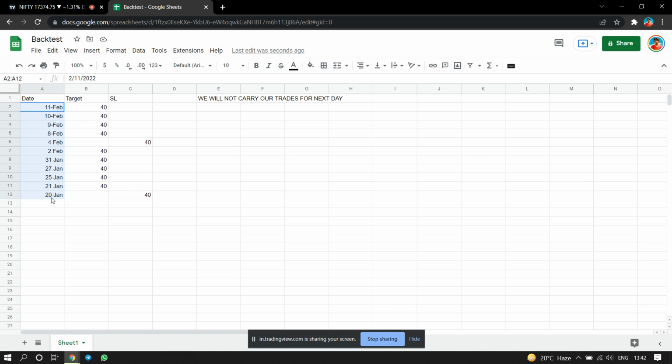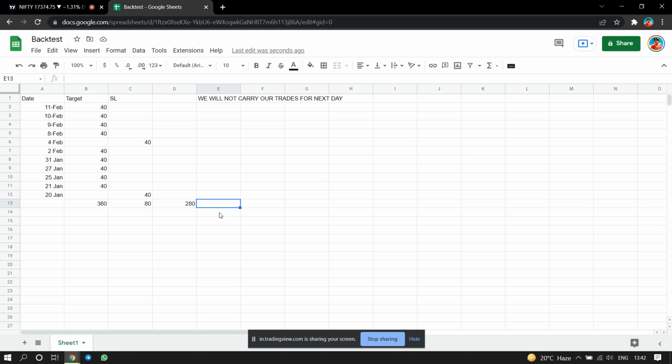Now discussing the results, how many days are these? Around the last 11 days, if we would have taken trades with this strategy, in total we would have got 360 points in plus, and in minus we would have got 80. So if I do a sum of these totals, the net total, we would have been able to make around 280 points in the last 11 days.